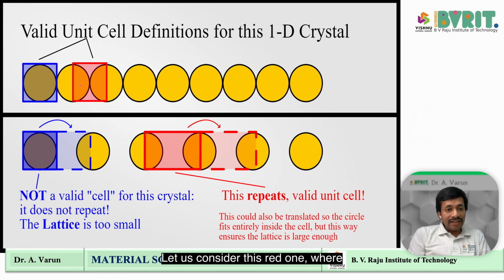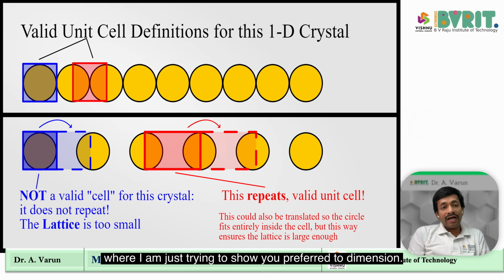Let us consider this red one, where we take half portion of the atom on each side and we also consider the gap between them. So if there is any gap, this is a valid representation. You can see very clearly this is able to capture even the gap, so this red representation is valid. Remember, this is only a case study where I am just trying to show you for one dimension.